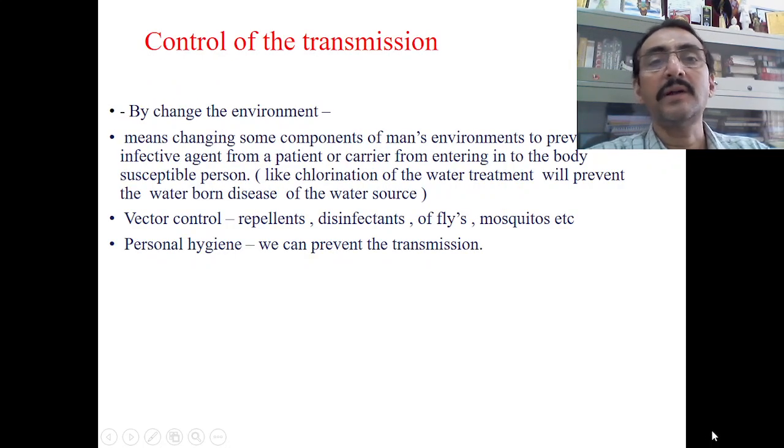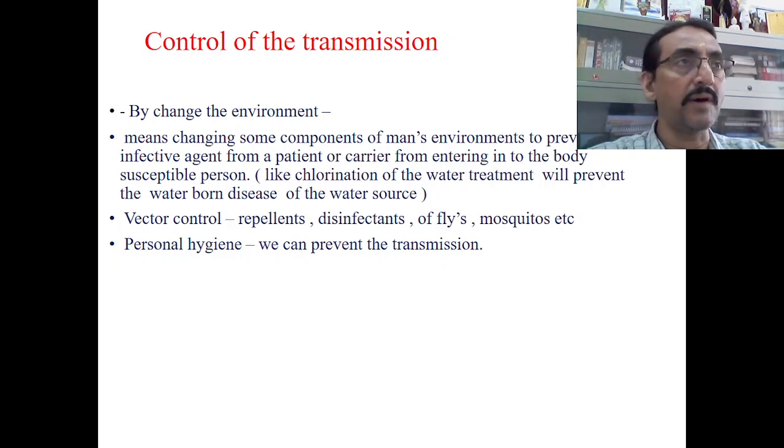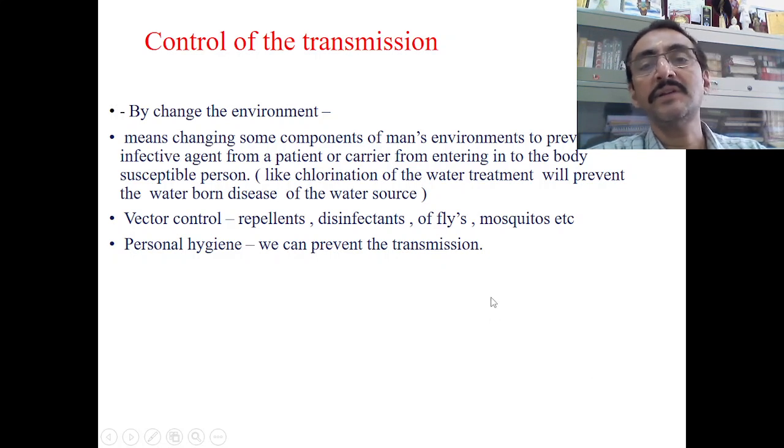Now, control of transmission. How can you control the transmission? Transmission can be controlled by a change in the environment, meaning changing some components of man's environment to prevent the infective agent from a patient or carrier from entering into the body of a susceptible person. For example, chlorination of the water. When I say change in the environment, many meanings are there. One is environmental control of infection: chlorination of water treatment will prevent waterborne disease.